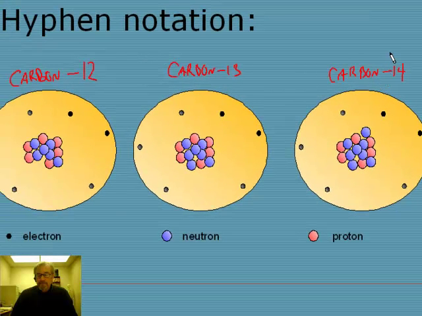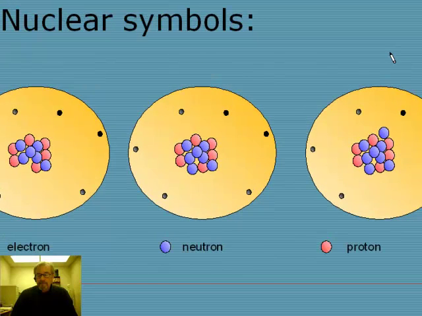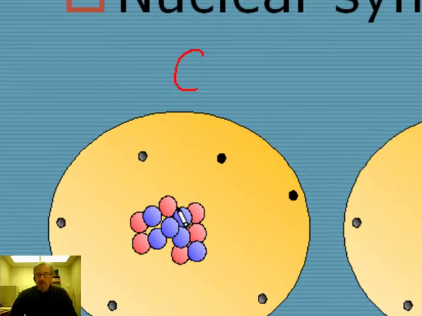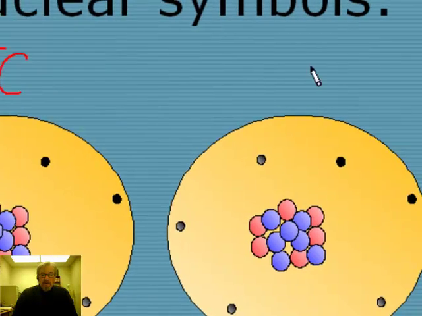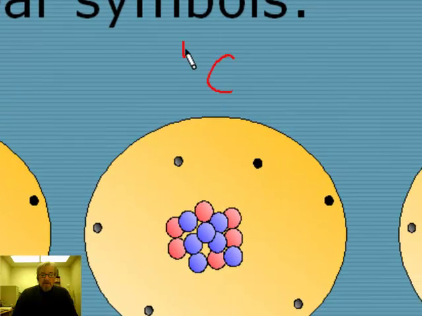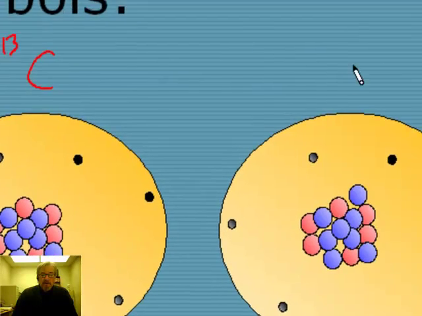Another way we can do this is with what's called a nuclear symbol. With the nuclear symbol, we write down the symbol of the element, C here for carbon, and then we subscript the atomic number to the left. That would be 6 for carbon in every case. And then we superscript the mass number, which for this isotope was 12. For the middle isotope, it was 13. For the right-hand isotope, it was 14.